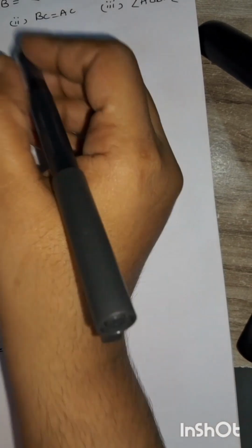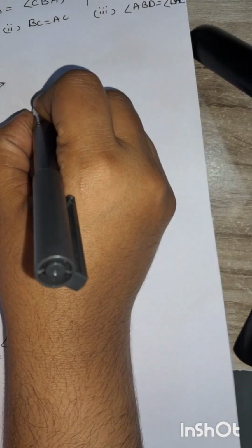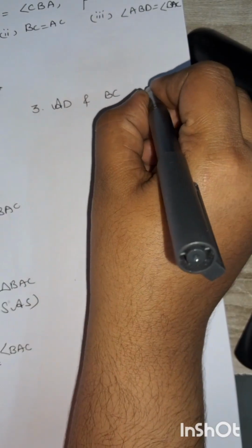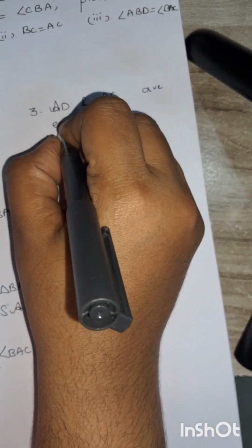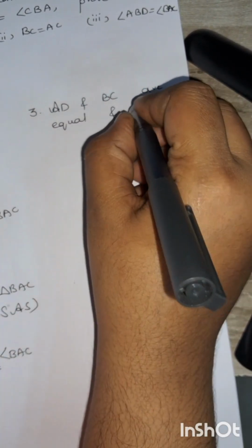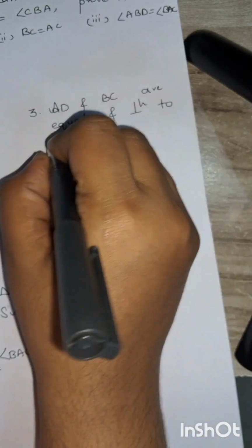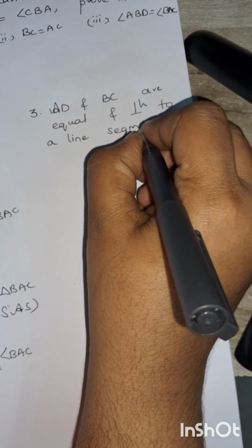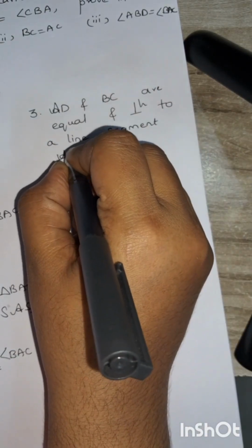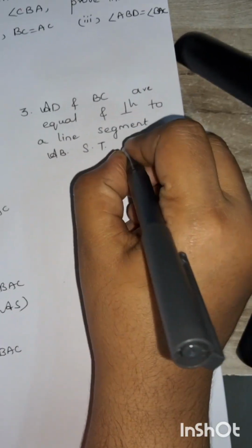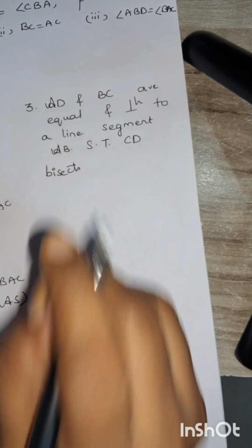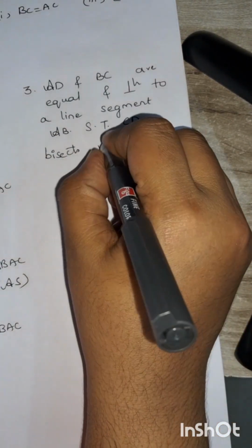Okay. Let us do the next question. Question number three. What is question number three? AD and BC are equal and perpendicular to a line segment AB. Show that CD bisects AB.